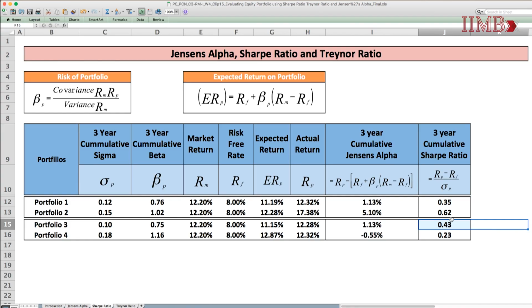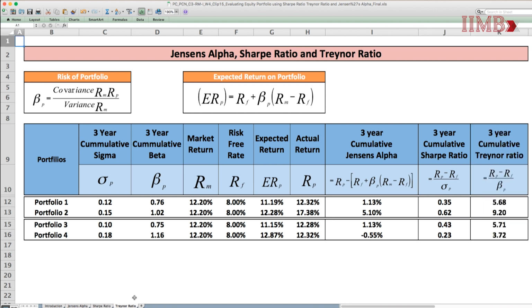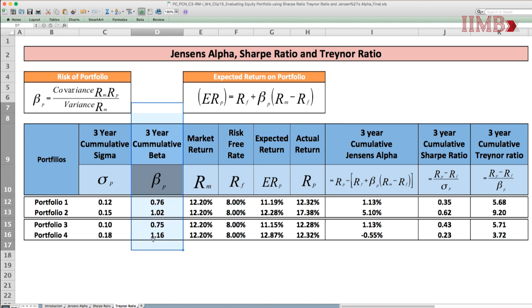Let's go back to the same spreadsheet to see how Treynor ratio can be used to further help us take a decision as to which of the portfolios we should invest in out of those 4 portfolios that we saw earlier. Now all I've done is added one more column here, which is the Treynor ratio, and as we saw, the formula for Treynor ratio is Rp minus Rf divided by beta P. In the Sharpe ratio we used sigma P, here we use the beta P, and Rf is in this column and the beta is in this column.